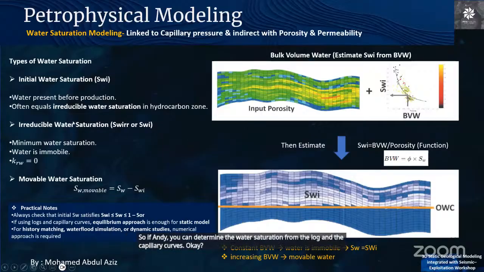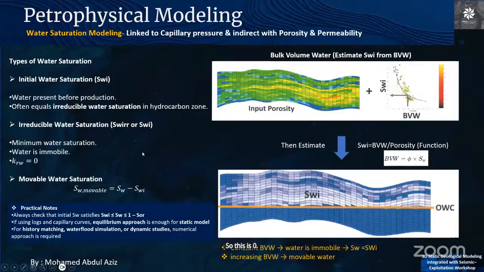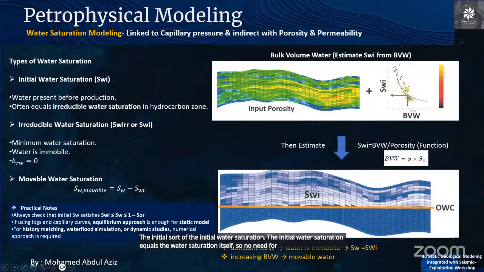What about the irreducible water saturation? This is the water connected in the pores, which is the minimum water saturation you have, and this water is for sure immobile. It is not movable. So if the BVW is constant, the water saturation equals the irreducible water saturation, which equals the initial water saturation, so there is no need for doing propagation.